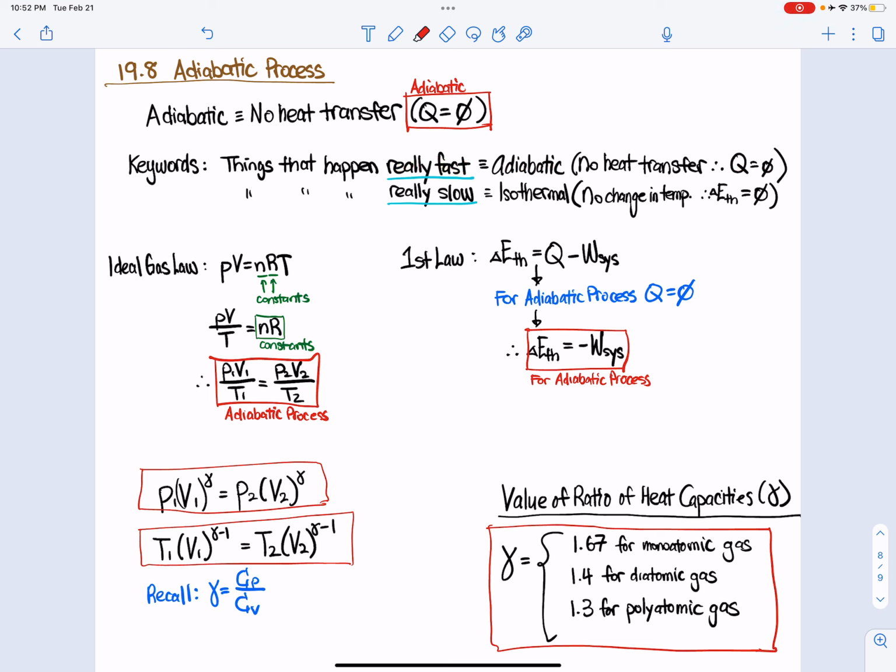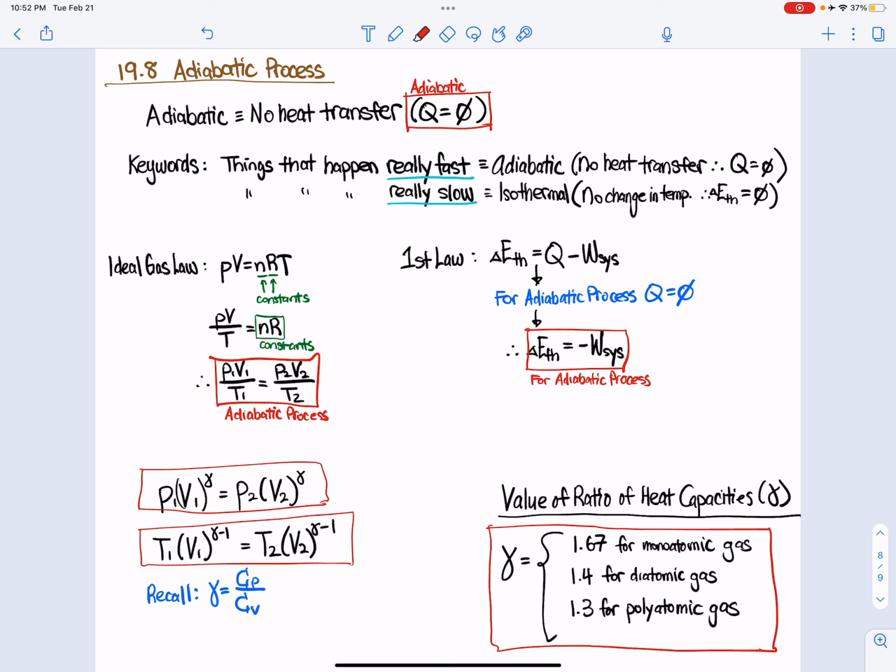And in the problem, if you read that something happened really slow, then it's an isothermal process. Okay, so no change in temperature happened between state 1 and state 2, so change in thermal energy is equal to 0, all right? I know isothermal is not part of 19.8. We're just talking about adiabatic process for chapter 19.8, but I just wanted to give you guys a keyword. When you see something really slow, that means it's isothermal, okay? But when it's really fast, it's adiabatic.